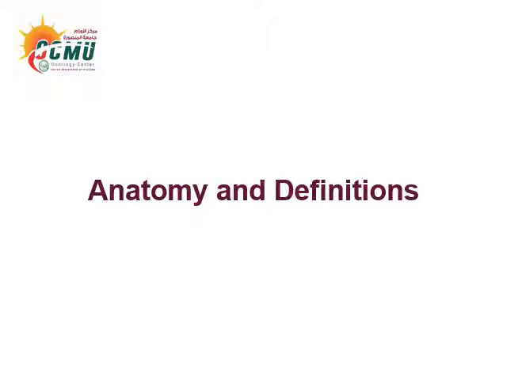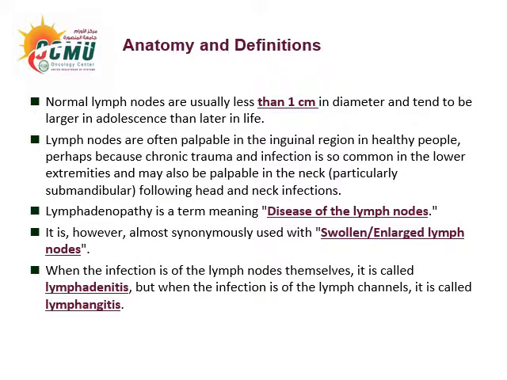My second part will be the anatomy and some definitions. Normal lymph nodes are usually less than 1 centimeter in diameter and tend to be larger in adolescents than later in life. Lymph nodes are often palpable in the inguinal region in healthy people, perhaps because chronic trauma and infection is so common in the lower extremities, and may also be palpable in the neck, particularly submandibular following head and neck infections, usually in children.